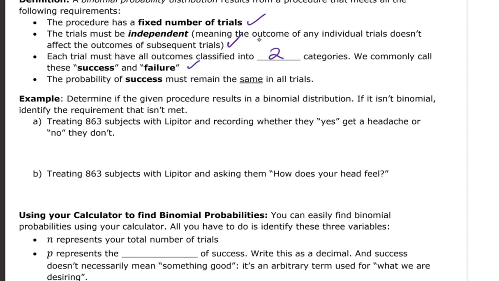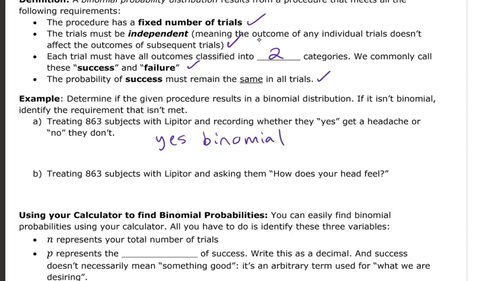And then, of course, since we use Lipitor for every one of these patients, our probability of success is going to be the same in all trials. We didn't change our drug or anything, so we are definitely going to say yes on that. If we had half of them use Lipitor and the other half use Zyrtec or some other type of drug, then you'd probably say no, the success is not the same. The probability of getting a headache is not the same with Lipitor as it is with Zyrtec. So it would change. But since we use Lipitor, it's the same in every trial. So this one is yes, a binomial experiment.